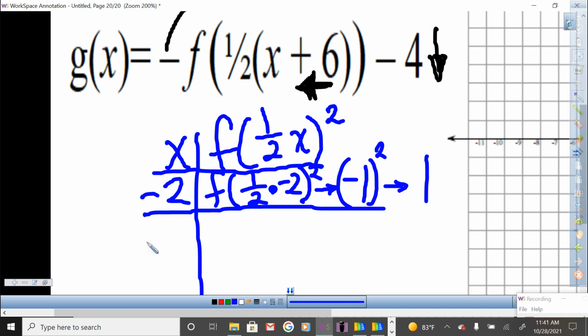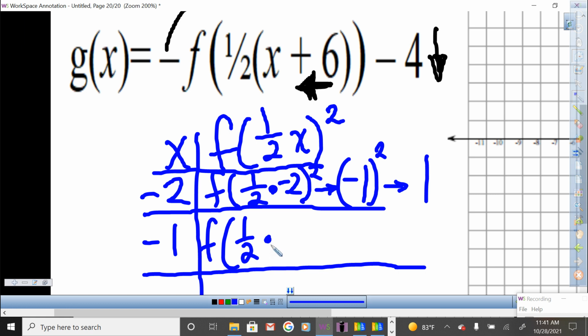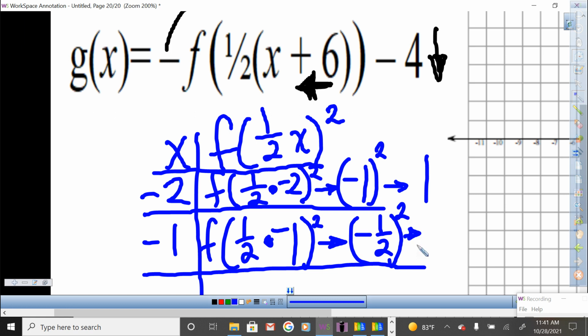Next, -1. We got f of 1/2 times -1, and then you square it. So, what is 1/2 of -1? -1/2. We need to square that. So, negative times negative is a positive. What is 1 squared? 1. What is 2 squared? 4.